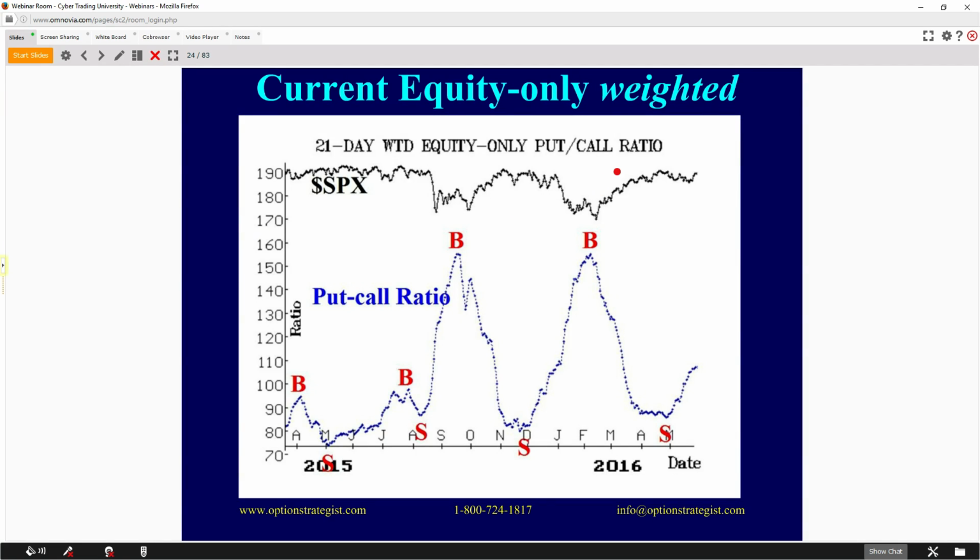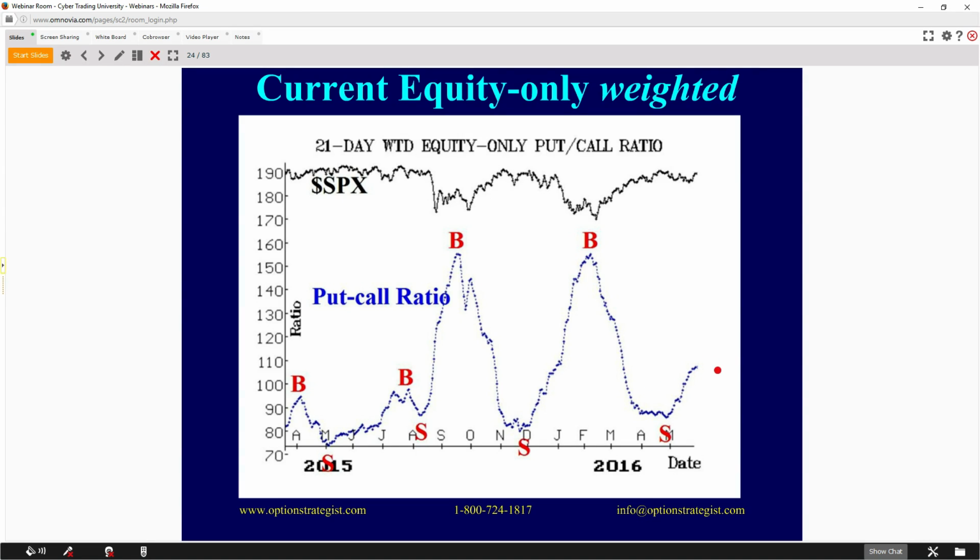So here's the current equity only put call chart, weighted. This is a weighted ratio now. So you see the signals, first of all, a little cleaner. We don't have that little bump that was in there before. So we had a buy signal, we had a sell signal in August, buy signal in September, sell signal in December, buy signal in February, and then a sell signal in April, and we're still on that sell signal. So this ratio is not relinquished.